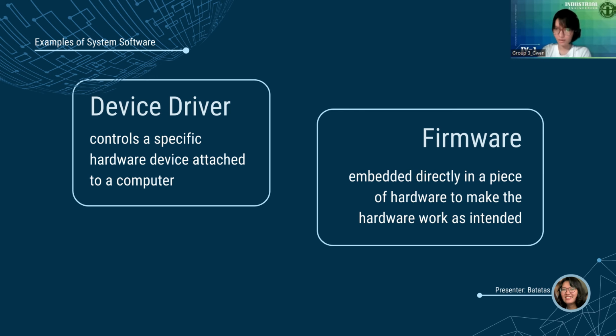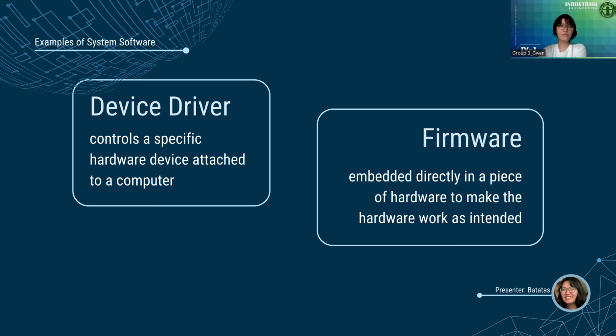Lastly, we have the firmware. The firmware is a type of software that is embedded directly in a piece of hardware to make the hardware work as intended. Firmware is programmed by the manufacturer and is installed on a digital device right in the factory. So all computing devices have firmware.